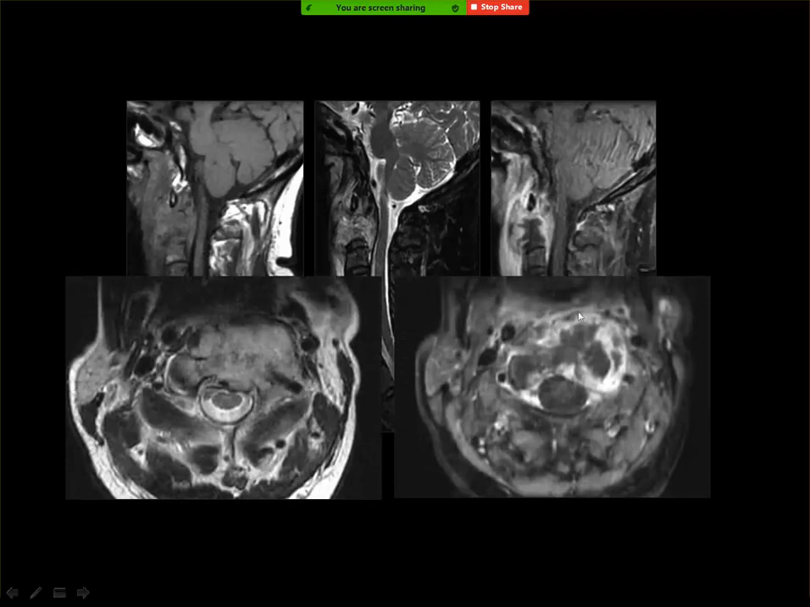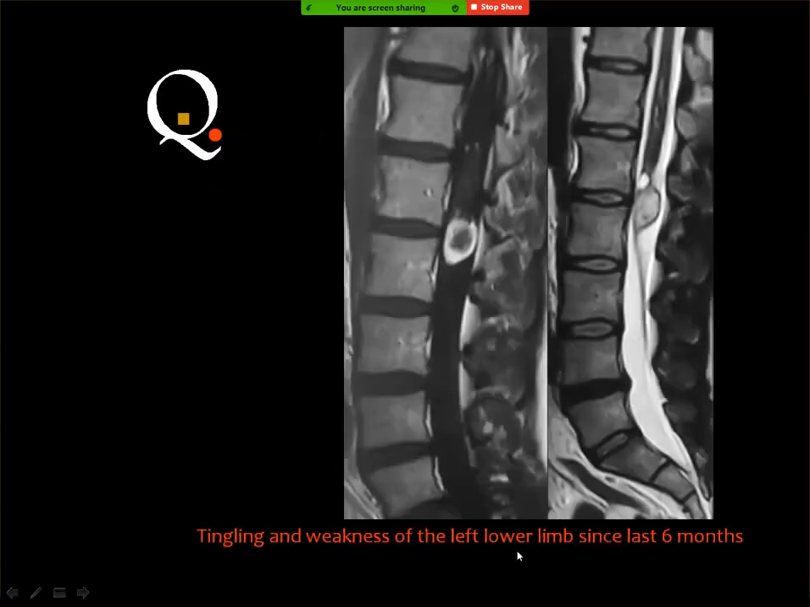And in the contrast enhanced image, you see what looks like an abscess. And there is marginal enhancement and the internal areas of low signal. And this was proved to be tuberculous changes at the odontoid.